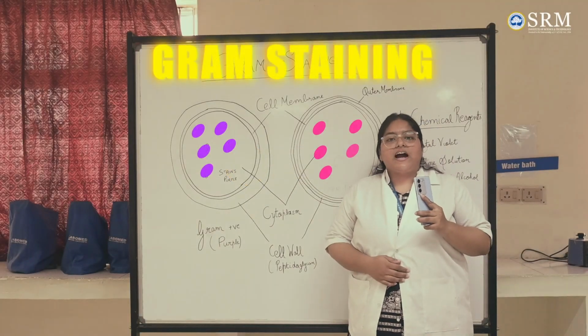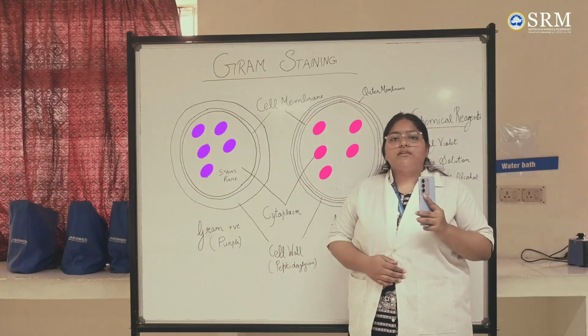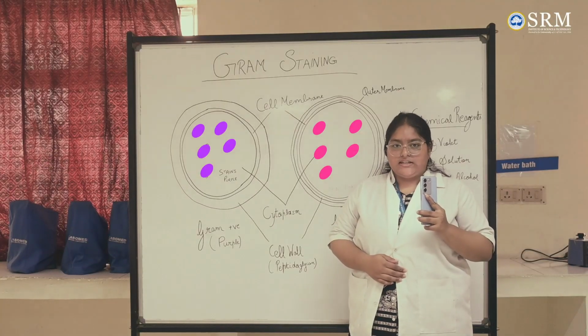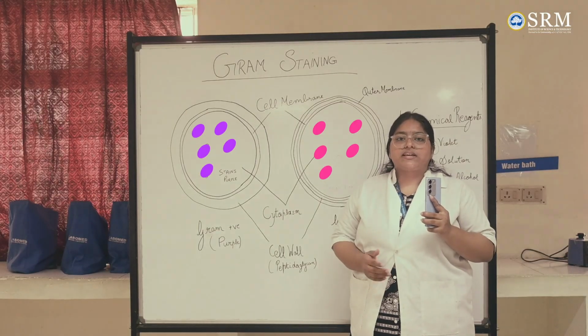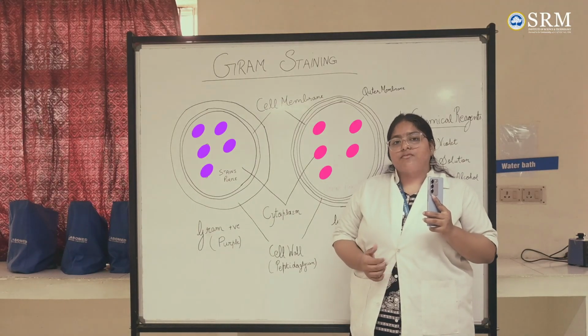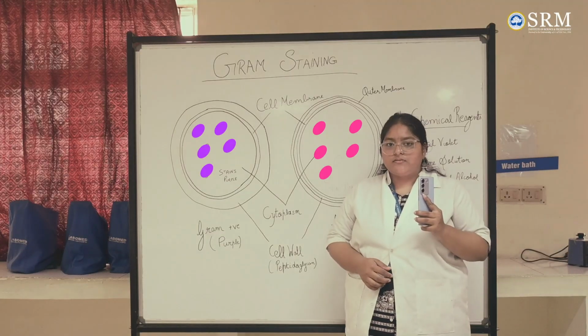Hello everyone, I am Shreyoshi Das and we are here to perform a very simple experiment which involves gram staining or cell wall staining. We are here to understand the basic differentiation between the chemical and theoretical aspects of gram staining, as well as to differentiate between the two groups of bacteria, that is gram positive and gram negative.